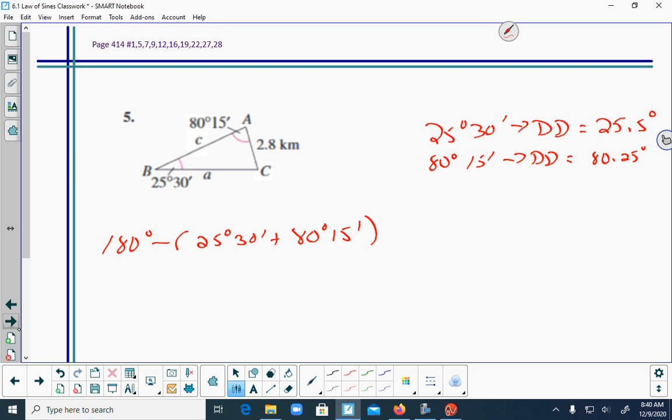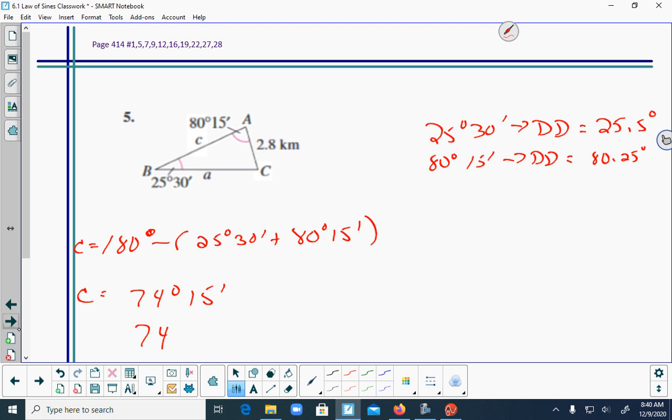That might be easier to do it that way, honestly, because this way you'd have to remember to do the degree symbol when you have 180. So when I did this, I end up with angle C being 74 degrees 15 minutes. If you use the decimals, you're going to get 74.25.